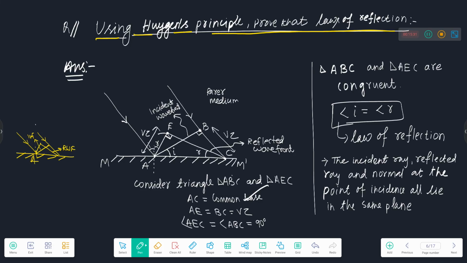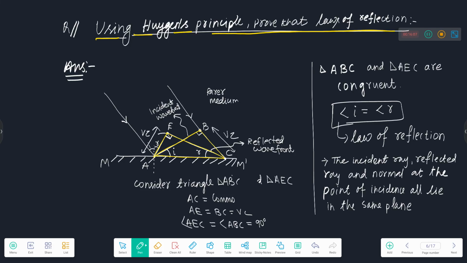Now here also the same thing. You consider triangles ABC and AEC. Two triangles will come, which are shown in the picture actually. One is the ABC triangle. Another is the AEC triangle. If you compare both the triangles, what will you get? AC is basically the common base.